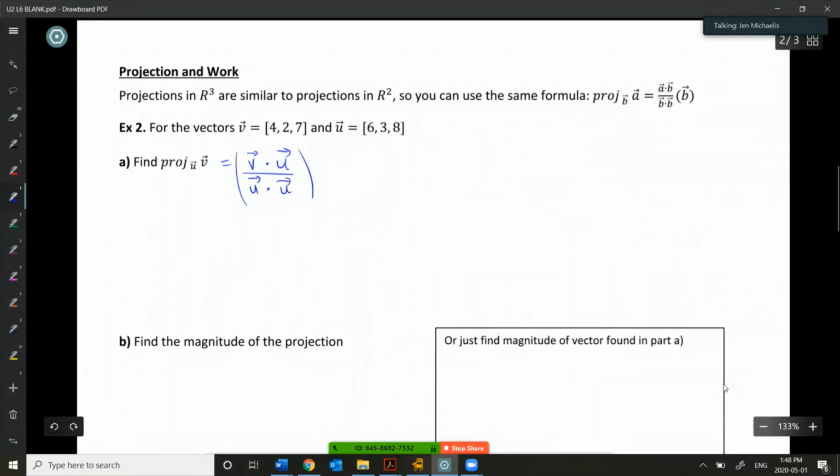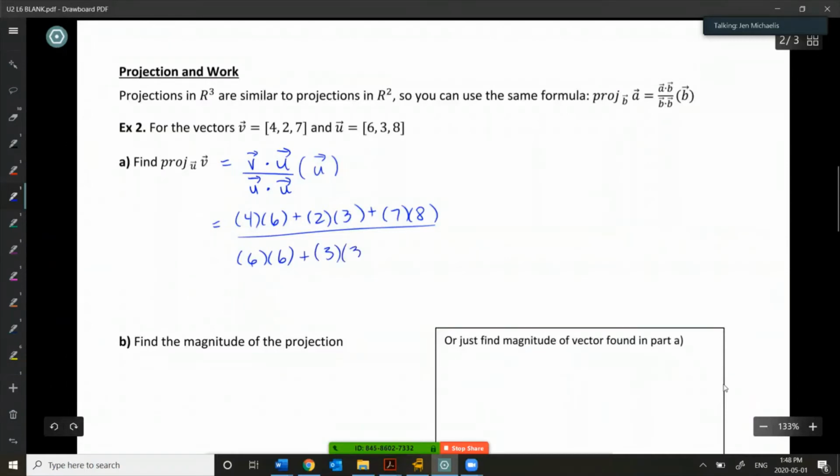So the result from this is actually going to be a scalar, and then we're going to multiply that scalar by vector u. So v dot u, just to remind you, we multiply like components and then add them together. So this is what you should get. And u dot u, essentially that just means we're taking each component and squaring it and adding them together. And then we're going to take that result and multiply it by vector u, which is 368.